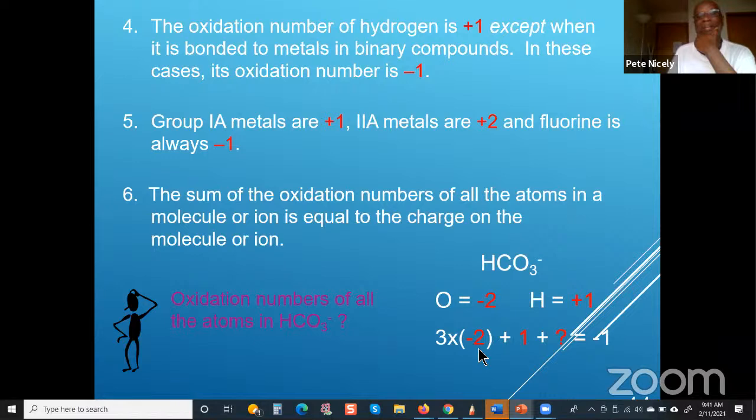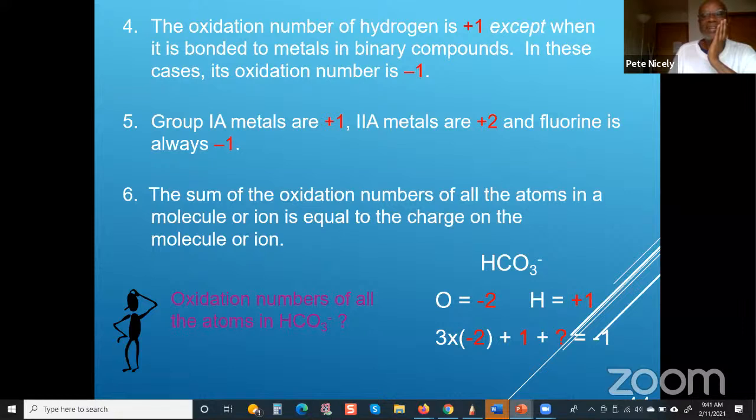we multiply -2 by 3 because there are 3 oxygen atoms. Each of them carries a -2 oxidation number. So that's why we have 3 times -2 here. And then we add 1 plus 1 because that would be the oxidation number of hydrogen. And we add that to the oxidation number of carbon, which we don't know, right? But we do know that the sum of these oxidation numbers will be equal to -1, all right?